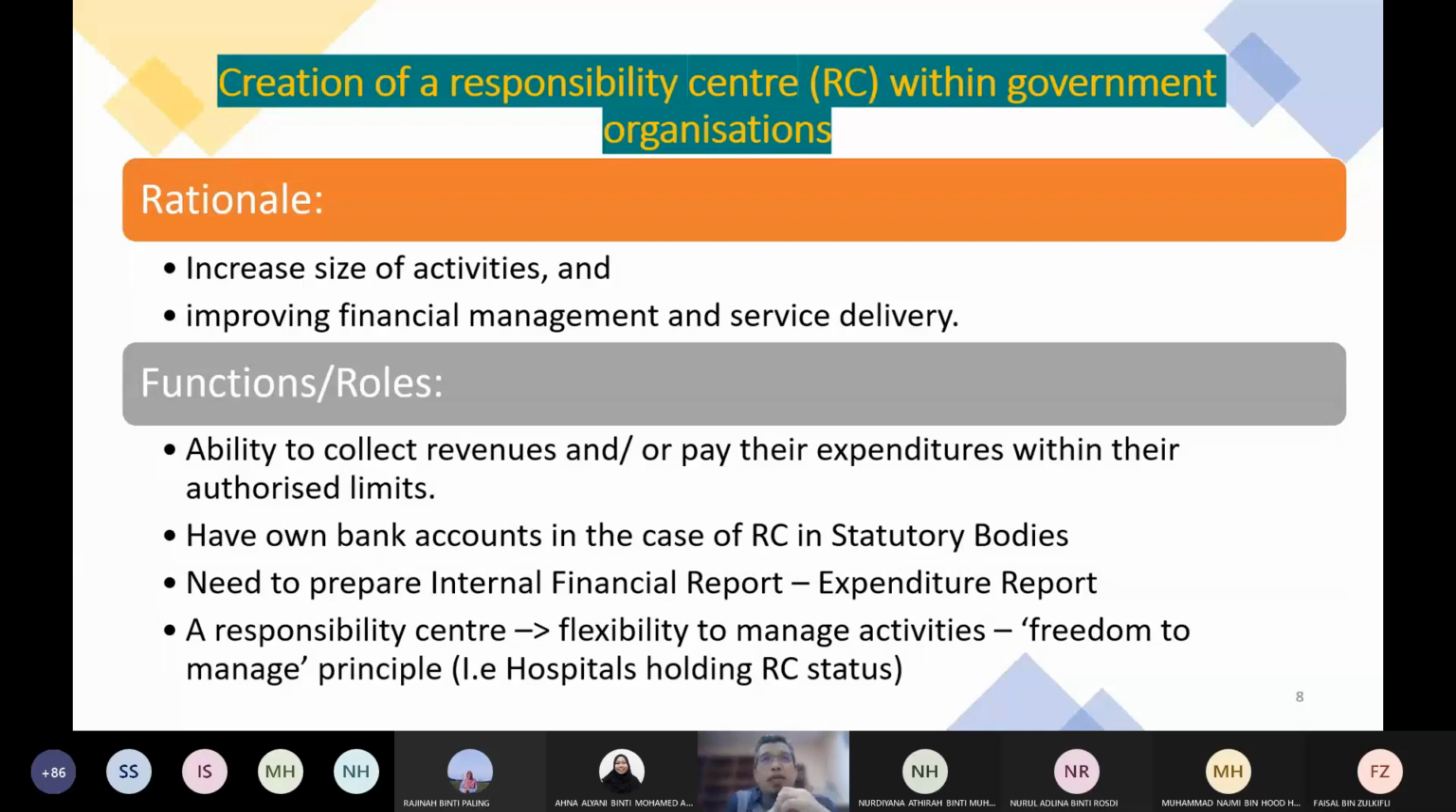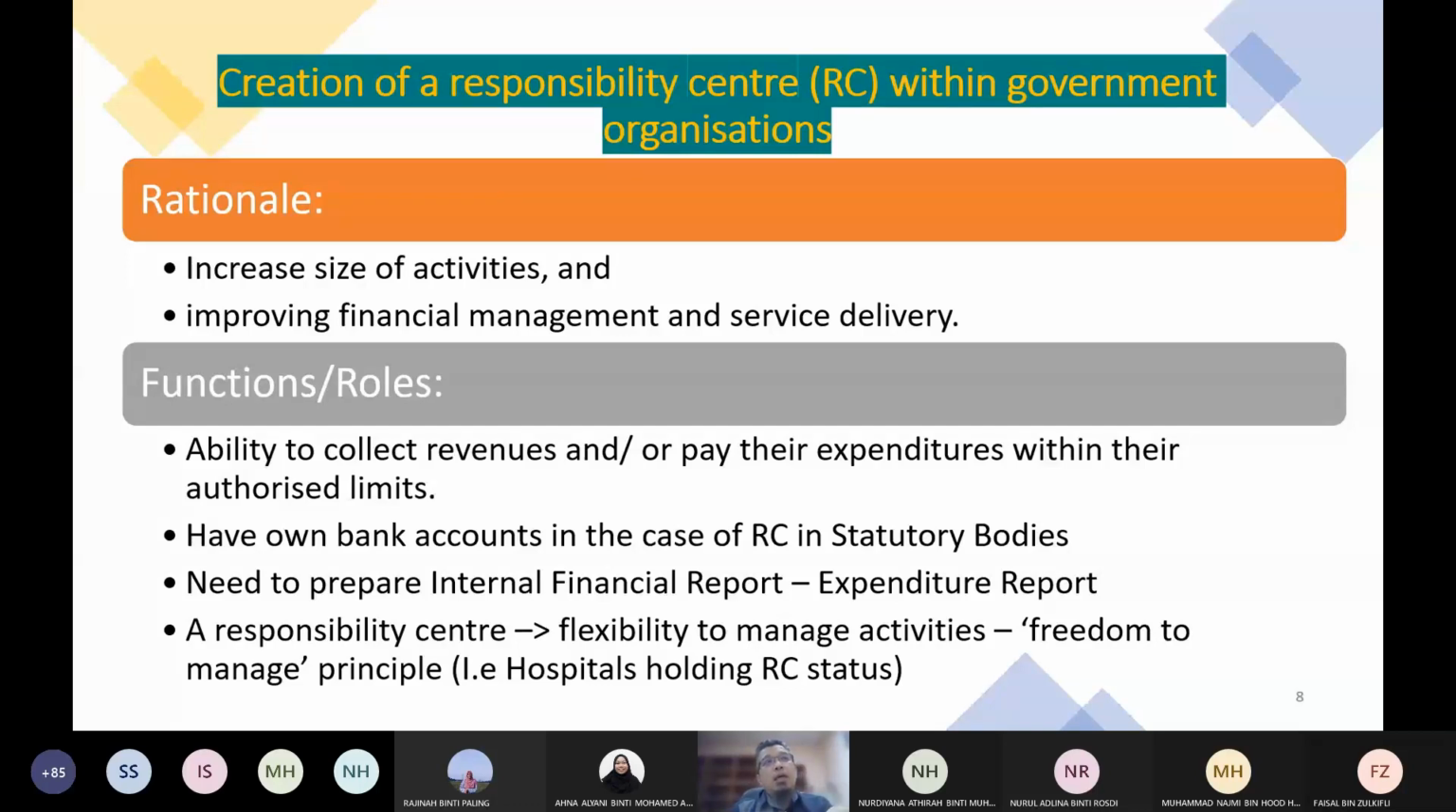So by that, it also means they can select their own suppliers. They can enter into contracts, and they can hire staff. These are also essentials to make an organization's activities and operations work. So I think that can explain improving financial management and service delivery. They have their own bank accounts in the case of responsibility centers and statutory bodies. So bank accounts can be created by this office, but for departments they cannot.